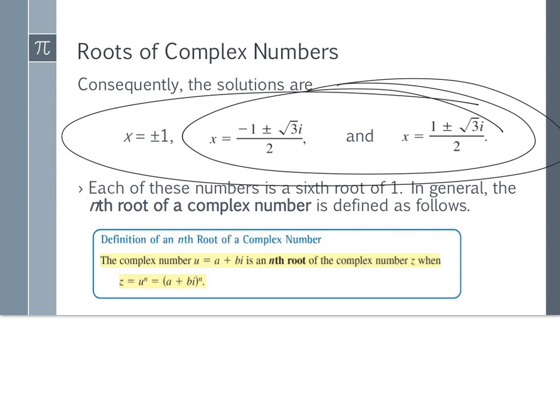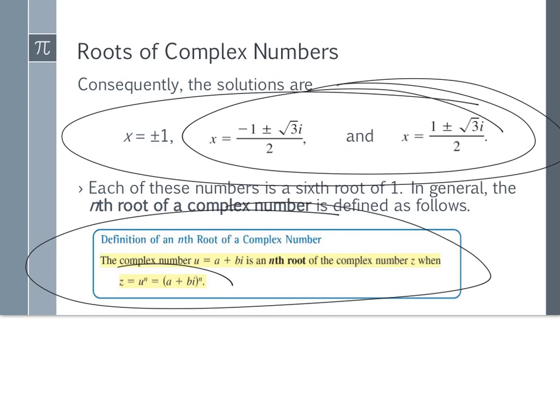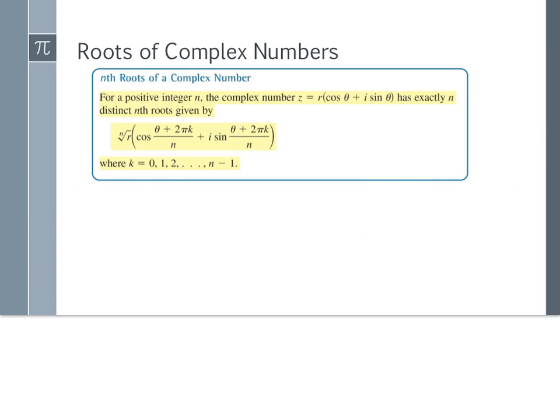So in general, the nth root of a complex number is going to be defined as the following. So I'm going to use this formula. The complex number a plus bi is an nth root of a complex number z when z is equal to u to the nth power is equal to a plus bi to the nth power.